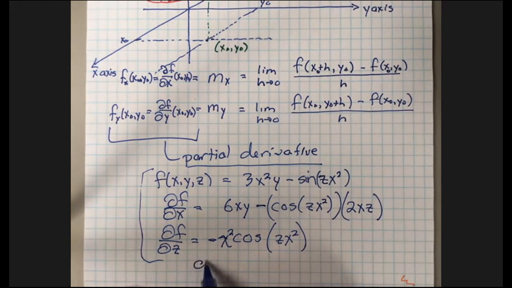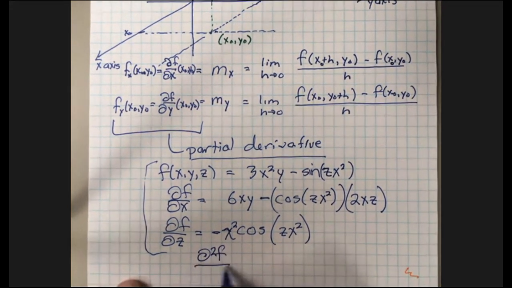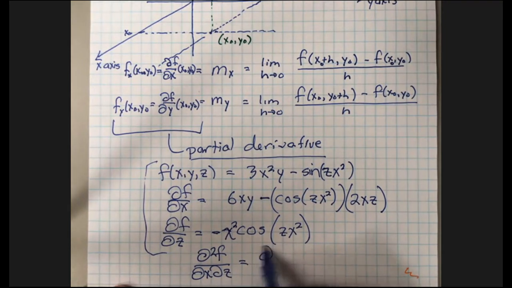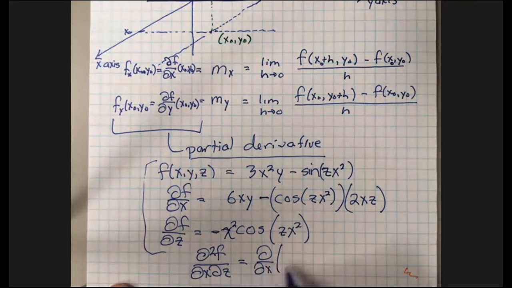And then let's do the second order partial derivative of f, and let's now do it x and then z. Well, this we've got to read in an order, right? Is it x and then z, or is it z then x? No, this is the partial derivative with respect to x applied to the partial derivative with respect to z.